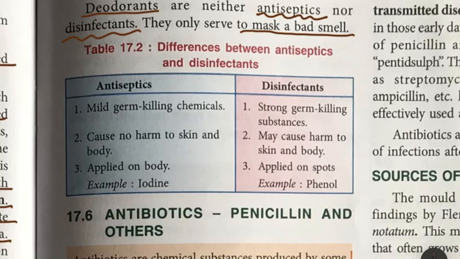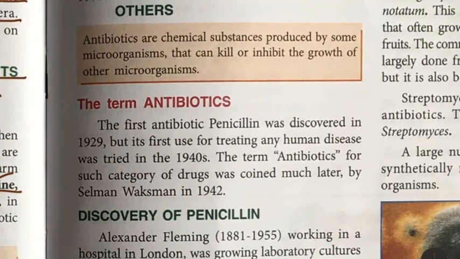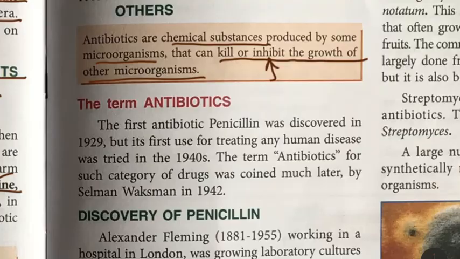Now, about this difference between antiseptics and disinfectants, children, the first assignment for today: you will write down the difference between antiseptic and disinfectant. Now, coming to antibiotics. Antibiotics are chemical substances produced by microorganisms that kill or inhibit, meaning do not allow, the growth of other microorganisms.